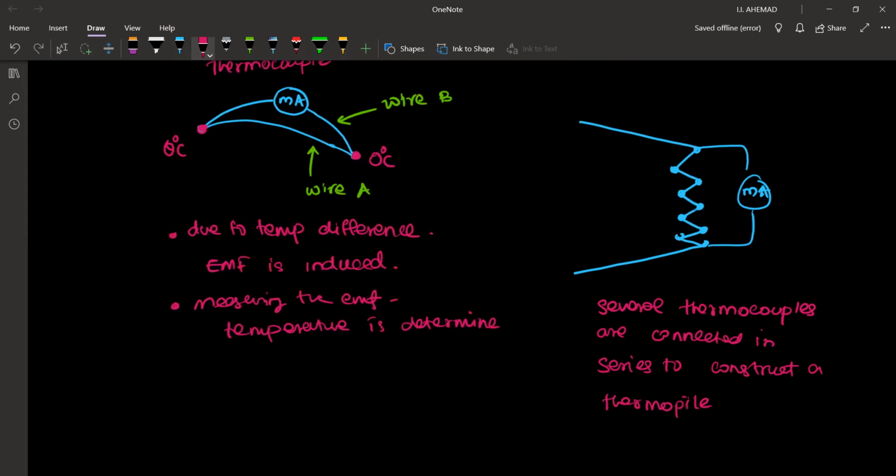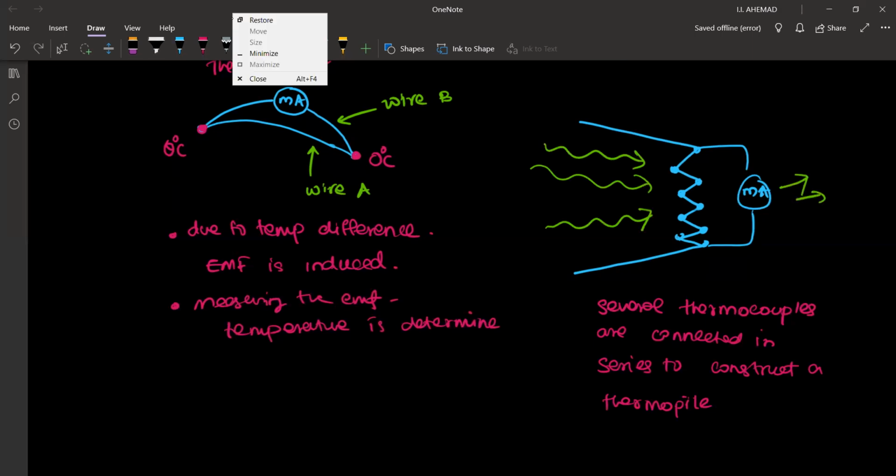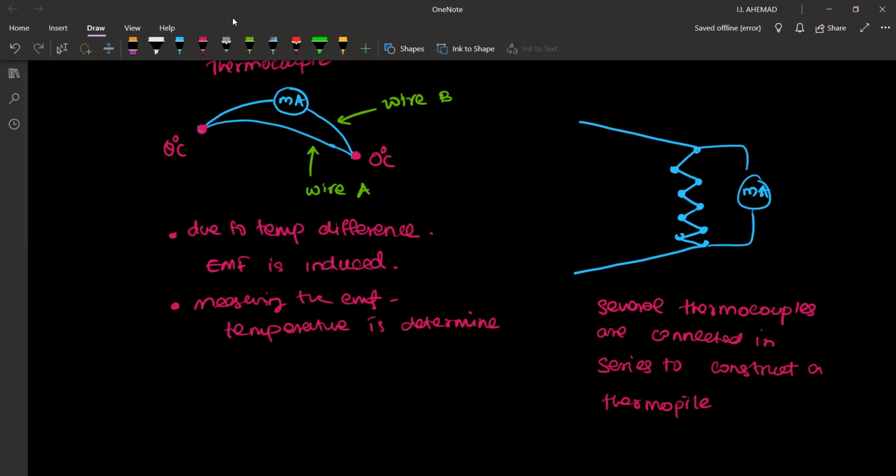Now we are not going to measure the temperature, but you must get the idea. If radiation falls on this, it will show a reading. If the radiation is high, the reading will be high. If the radiation is low, then the reading will be low. So we are not measuring temperature, but getting an idea about the energy or the radiation.